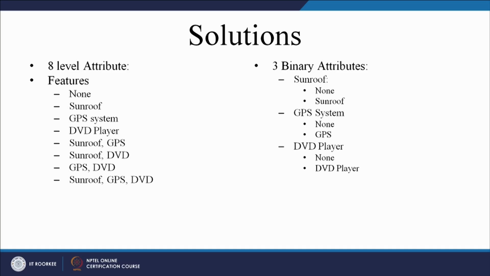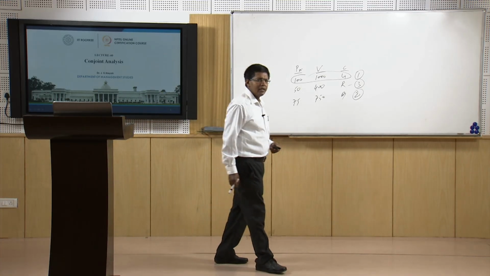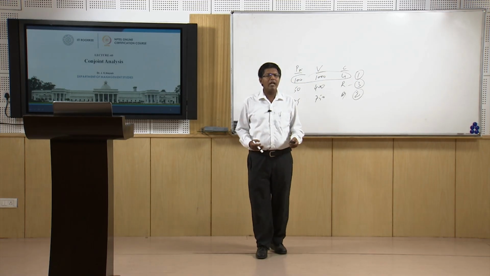So, solutions for an 8 level attribute, for example, if you can see this is the 8 level attribute. The features are: no features, sunroof, GPS system, DVD player, sunroof and GPS, sunroof and DVD, GPS and DVD, sunroof, GPS and DVD all together. So, all the 8 are different levels. Similarly, binary attributes: sunroof none or there, GPS system none or there, DVD player none or there. So, these are the presence or absence of a binary attribute. This is how you formulate the attribute levels.